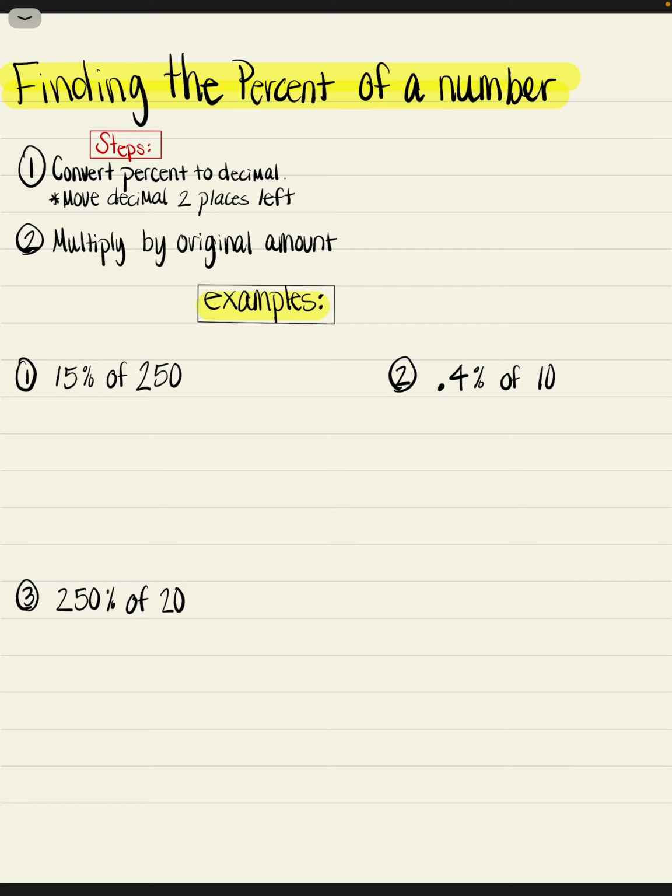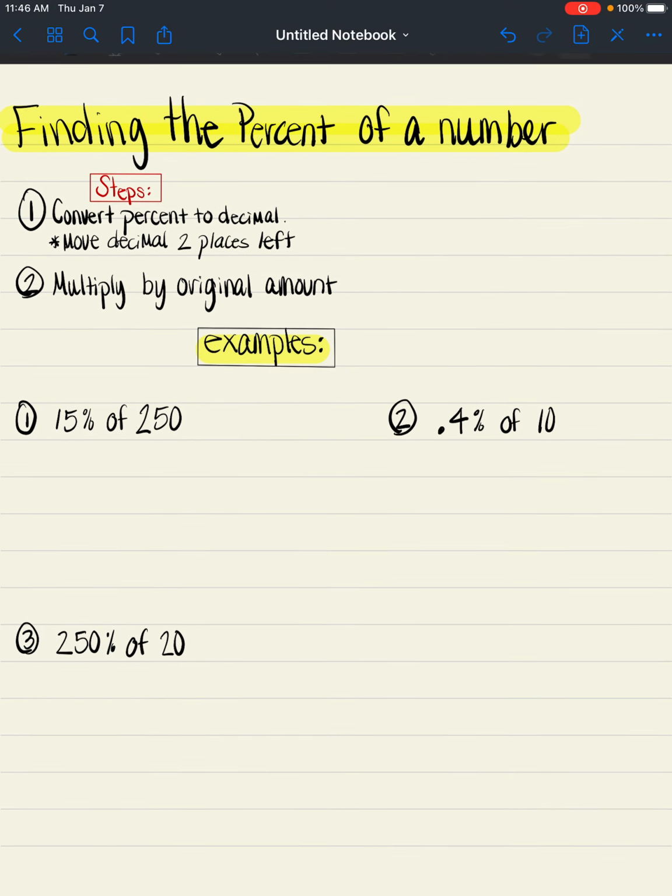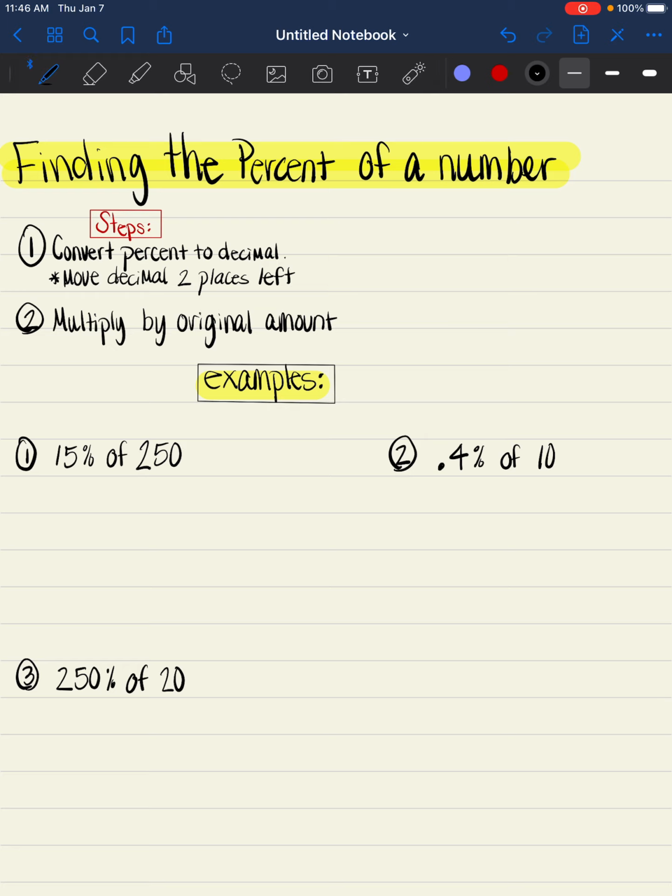Okay, so we are going to review how to find the percent of a number. So the first thing that you are going to have to do is convert the percent to a decimal. The way that you do that is wherever the decimal is, you're going to take that decimal and move it 2 places to the left.